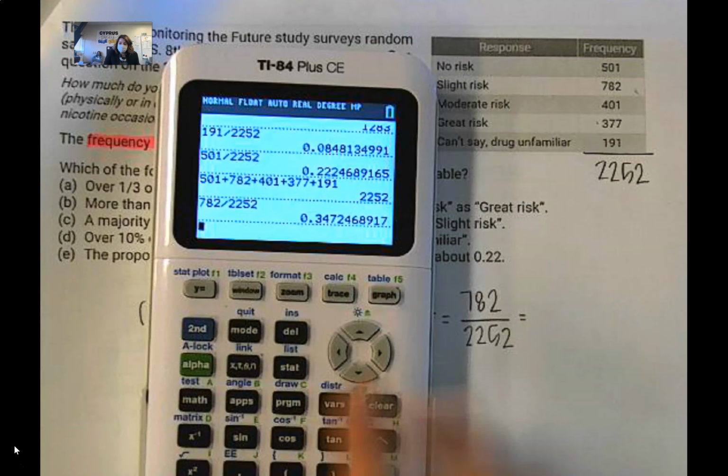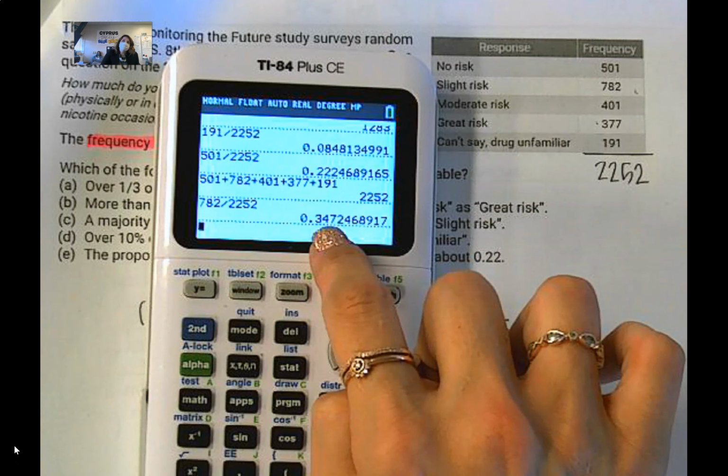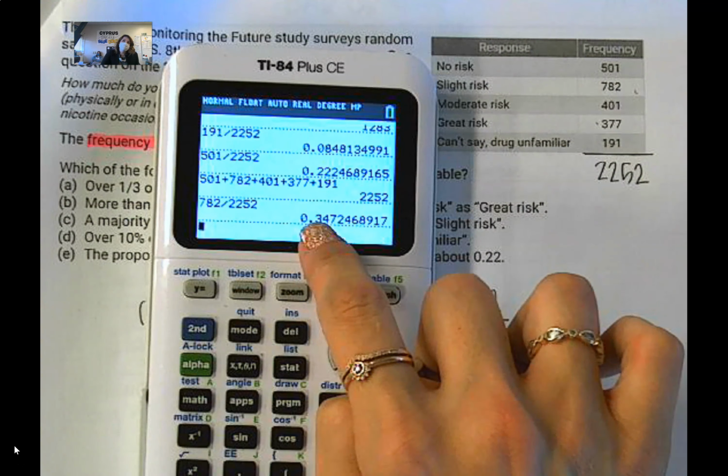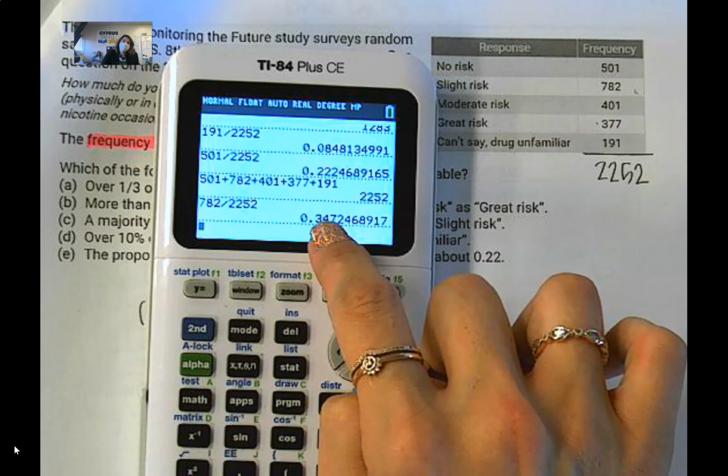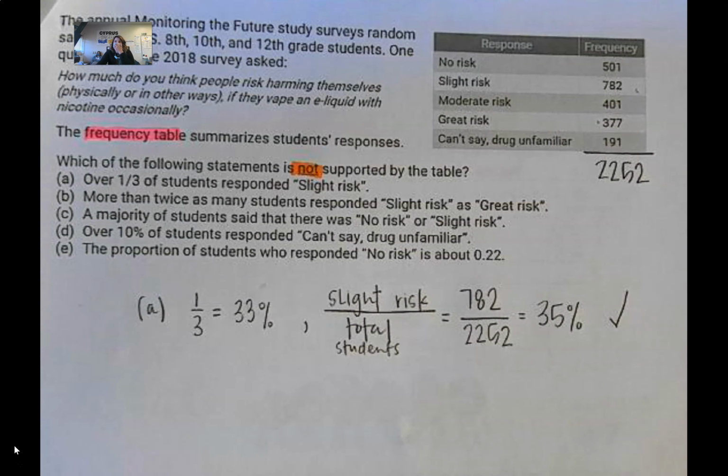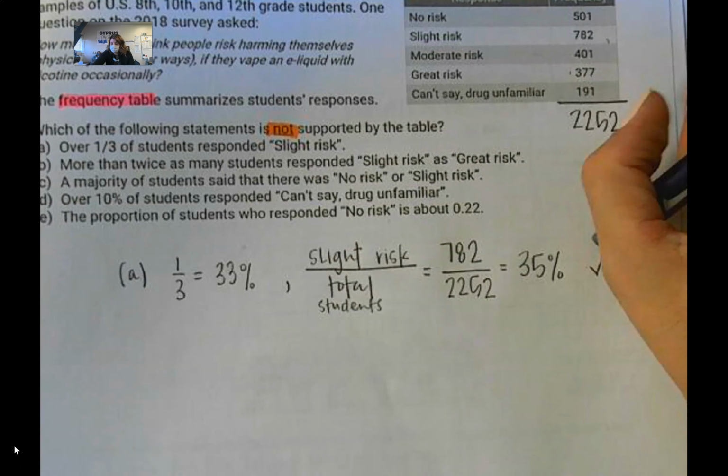So I'm plugging it in and I'm getting 35%. We get 0.347. You would round that up to 35. So this one is true. This is 35%. So option A is true. Or I guess I could just say true.